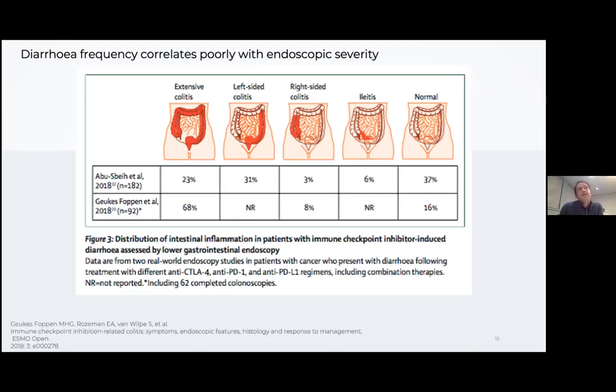So I think the take-home message in terms of that is, as gastroenterologists, knowing what the endoscopic appearances are and using that to prognosticate is important, gives us important information and allows us to take things forward.